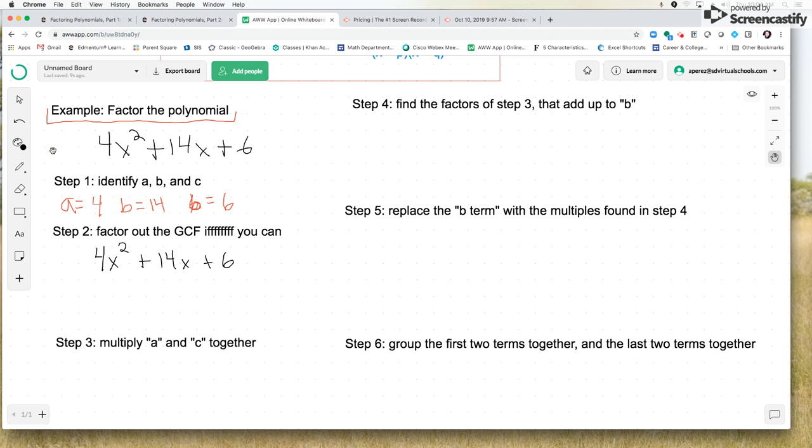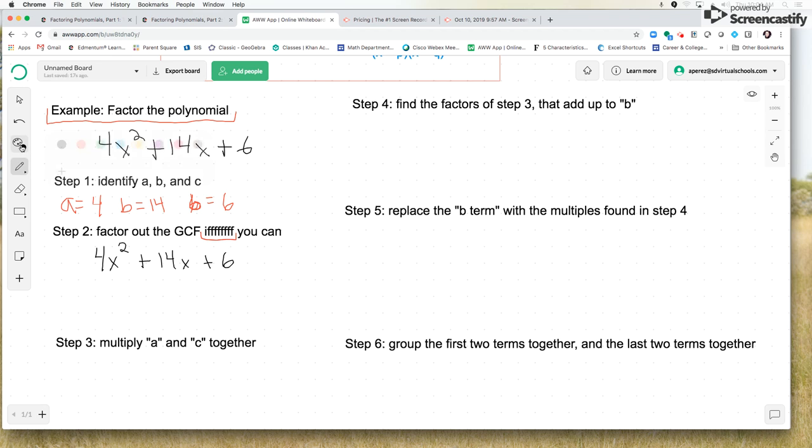So step 2, factor out the GCF if you can. Now I put a big if there because sometimes step 2 doesn't happen. You can't do it because they don't have any multiples in common. But if you can, definitely do it. And if you can't, then you can't.